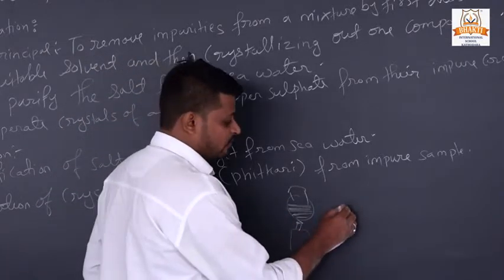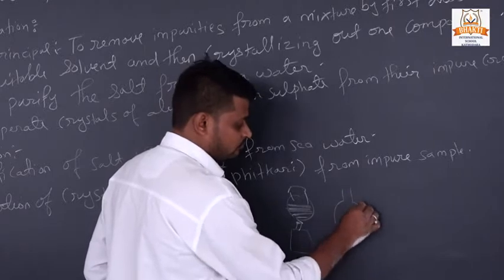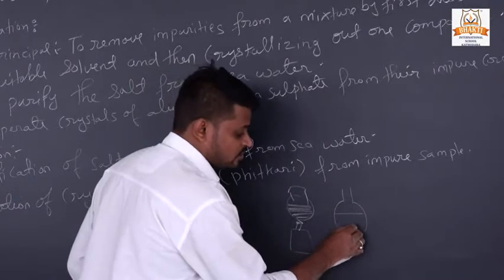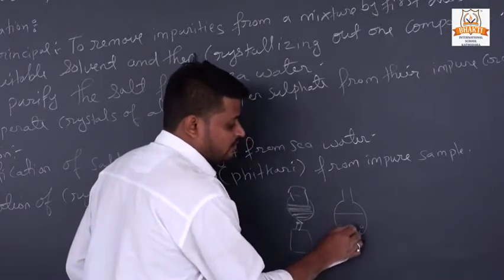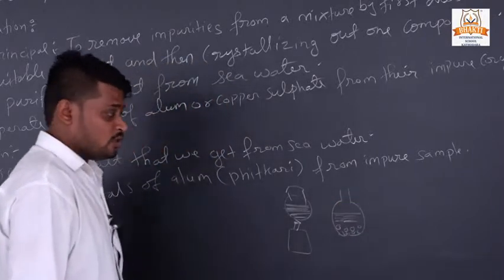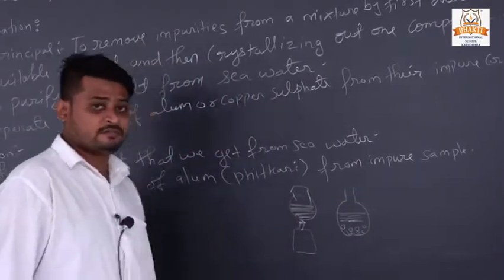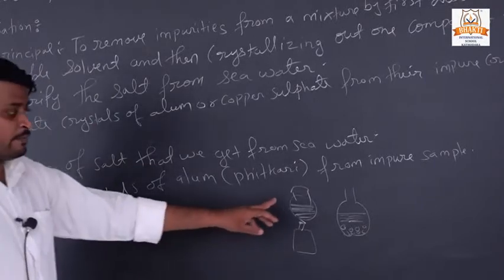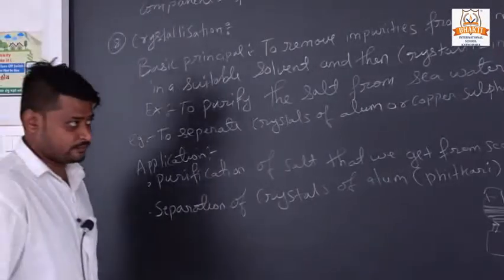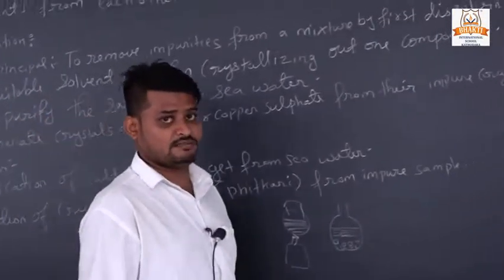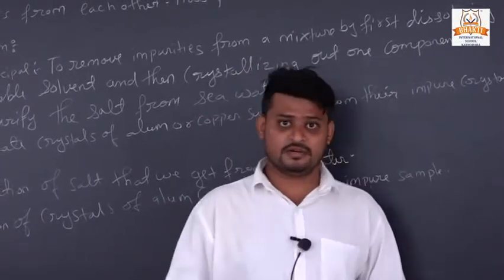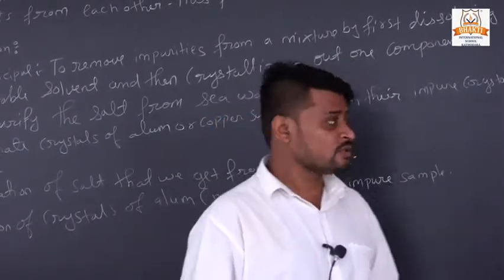After some time, what happened? The water cooled and the sulfur crystals settled down, and the impurities were on top of the water. So by this method we separate the impurities from sulfur. Understand? So this is the method of separation. All eight methods we have discussed in our four videos.